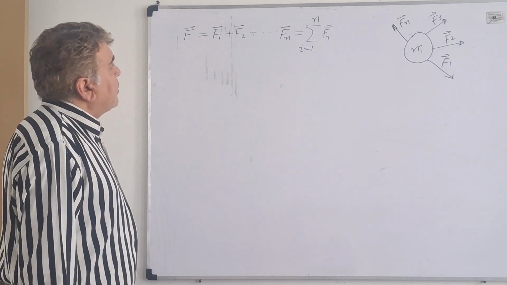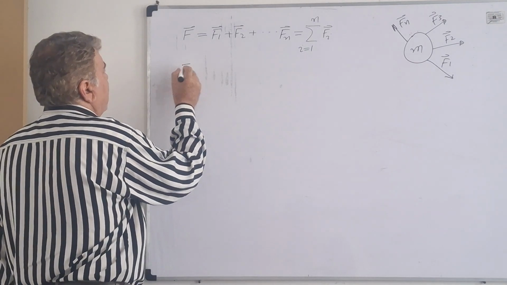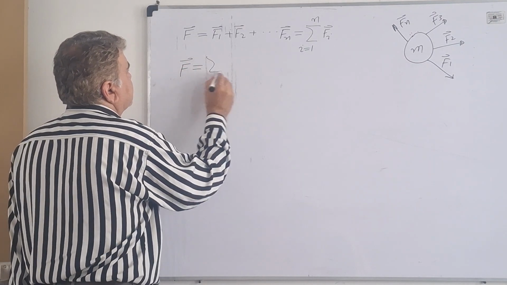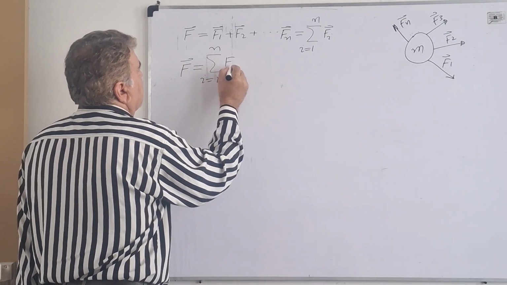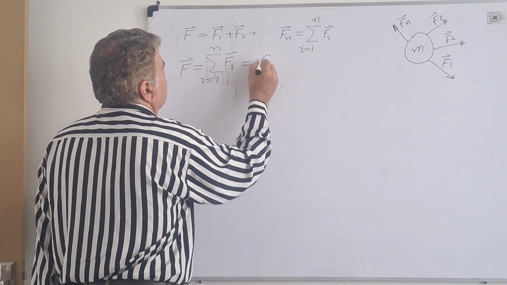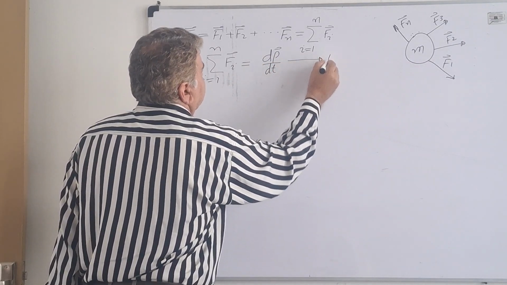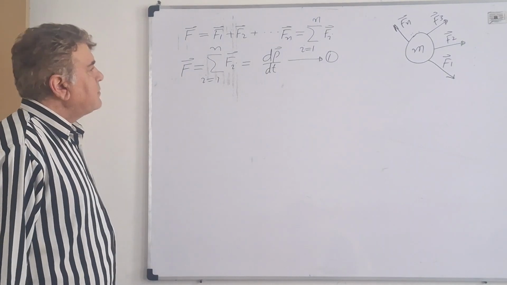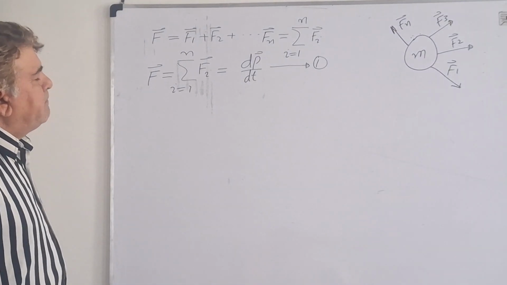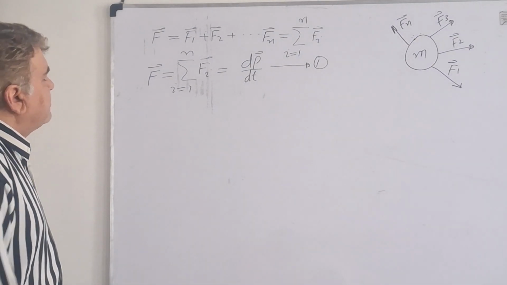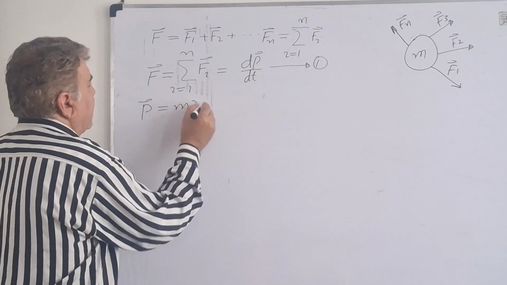Now, once we know the force, we can write Newton's second law in its general form: F equals the sum over i from 1 to n of F sub i equals dp over dt. I call this equation 1. Here p is the momentum of the particle, and we know from the definition that it is the product of mass times velocity.